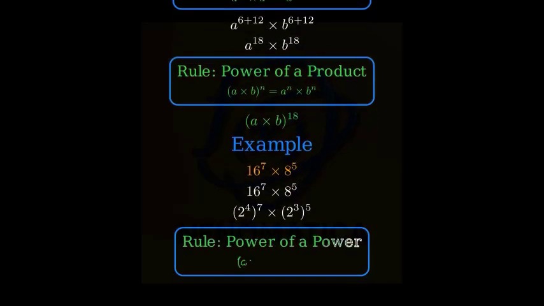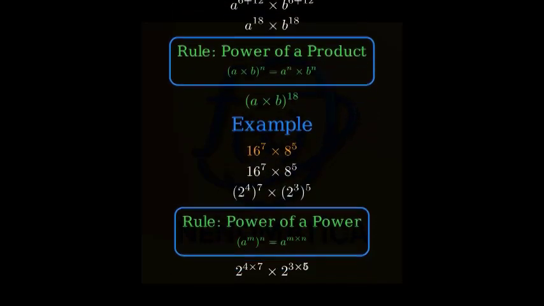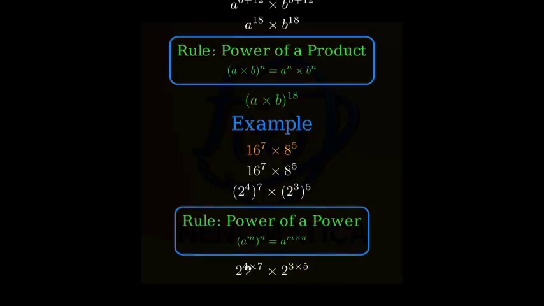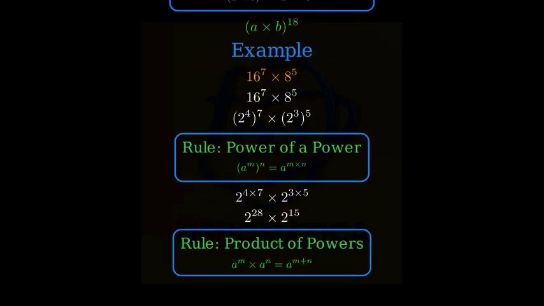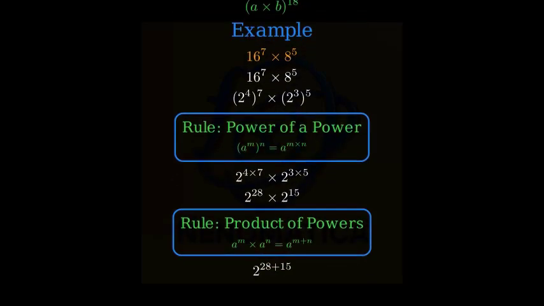Now, we'll use the power of a power property again to simplify. For 2 to the 4th to the 7th power, we multiply 4 by 7 to get 2 to the 28th power. For 2 to the 3rd to the 5th power, we multiply 3 by 5 to get 2 to the 15th power. Now, we'll use the product of powers property to combine the exponents. We add the exponents 28 plus 15 to get 2 to the 43rd power. So our final answer is 2 to the 43rd power.